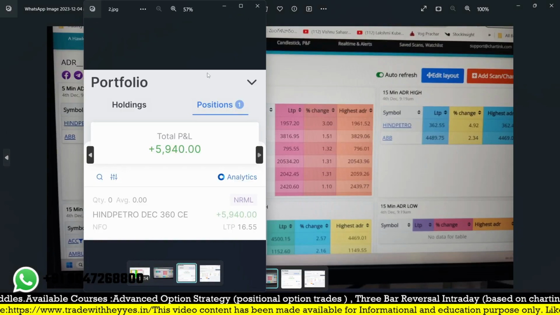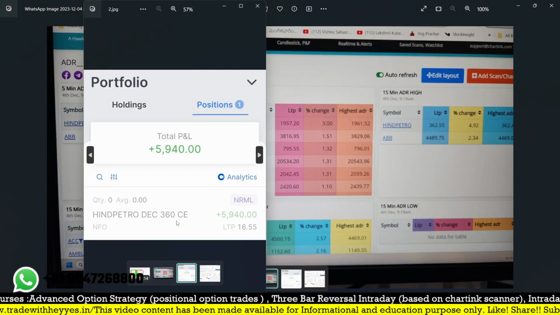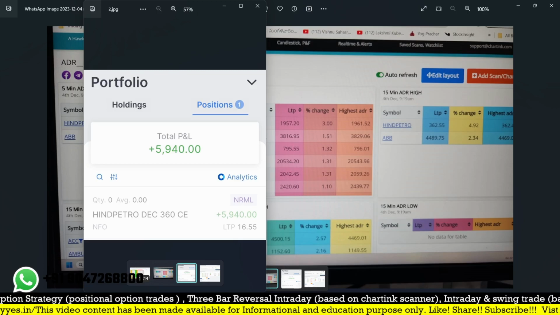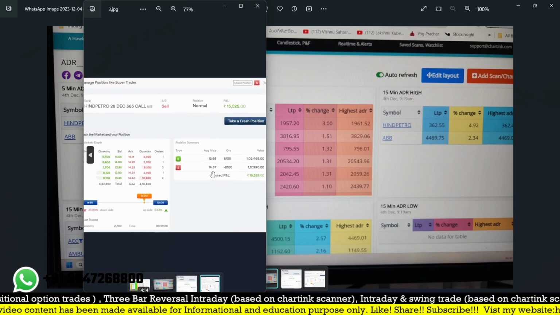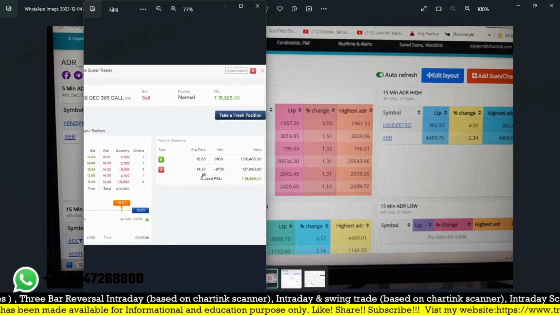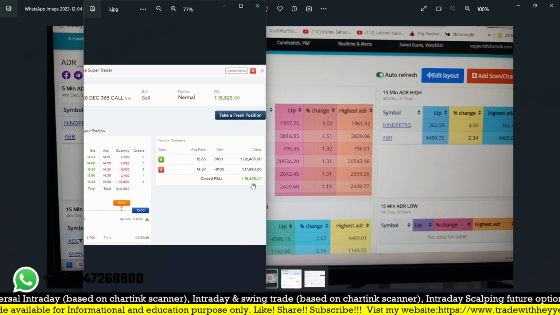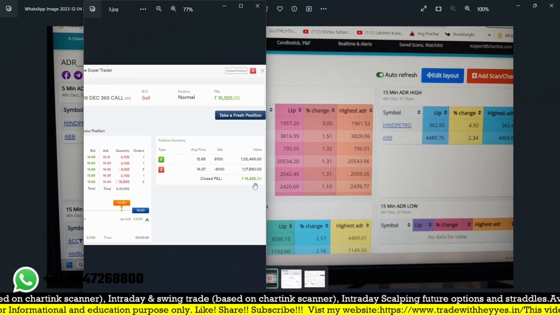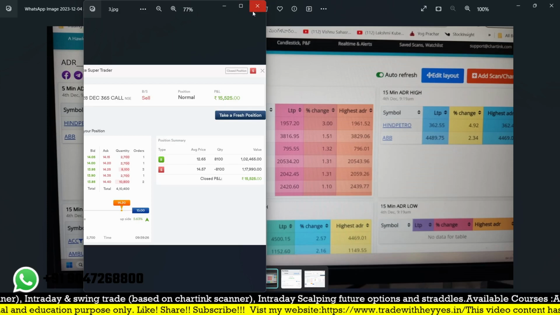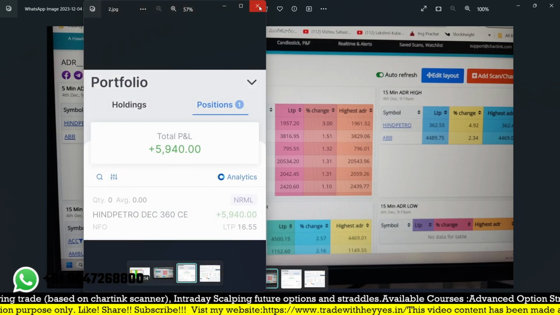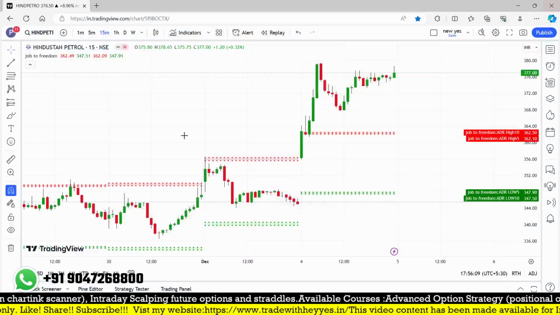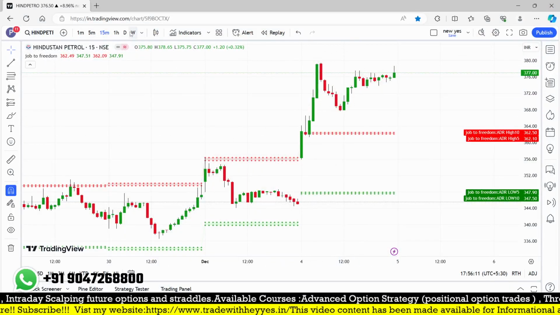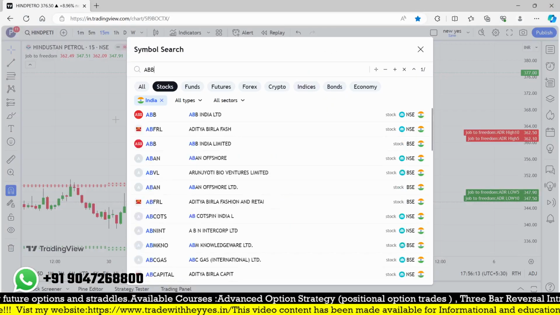So one of my students made some profit based on this, around the 360 call option. I was also following another student who did an intraday quick scalp with 15,000 quantity, and after that the particular option went up to 20 plus, 25 I think. So here we found it, and ABB is one more.